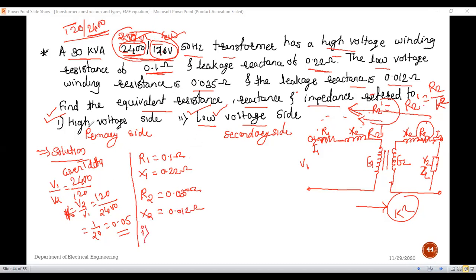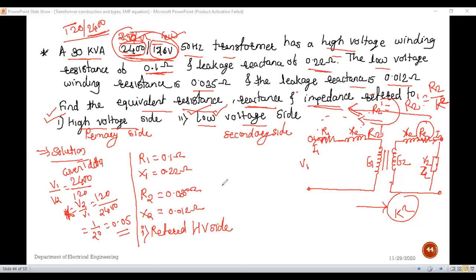Okay, now see, first of all we will calculate. Let us calculate first. Refer to high voltage side. Find the equivalent resistance, reactance, impedance. Refer to the high voltage side first. Which side is the high voltage side? Primary. Refer to primary or refer to HV side. Refer to HV side means primary side. The meaning of refer to HV side is nothing but secondary values are transferred into primary. We are transferring secondary side values to primary.